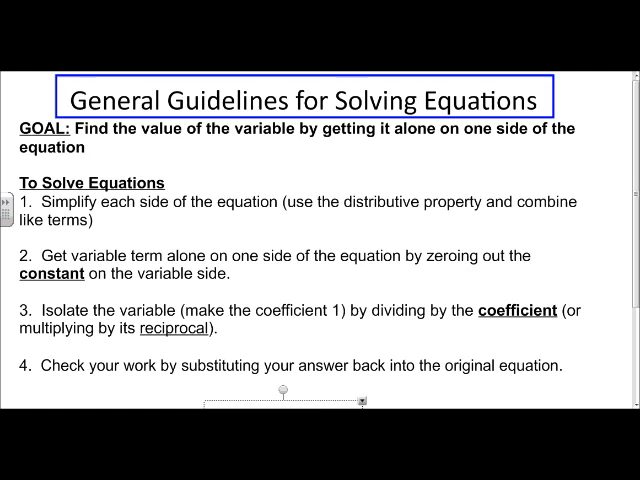Remember, the goal is to find the value of the variable by getting it alone on one side of the equation. We're going to simplify each side of the equation, use the distributive property or combine like terms if necessary. We want to get the variable term alone on one side of the equation by zeroing out the constant on the variable side. And we want to isolate the variable, which means we want to make the coefficient 1 by dividing by the coefficient, or another way to say that is multiplying by its reciprocal. And then we want to check our work by substituting our answer back into the original equation.